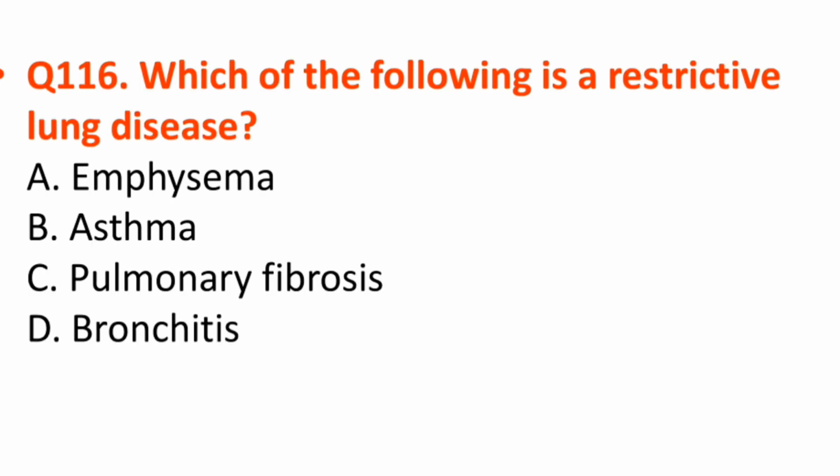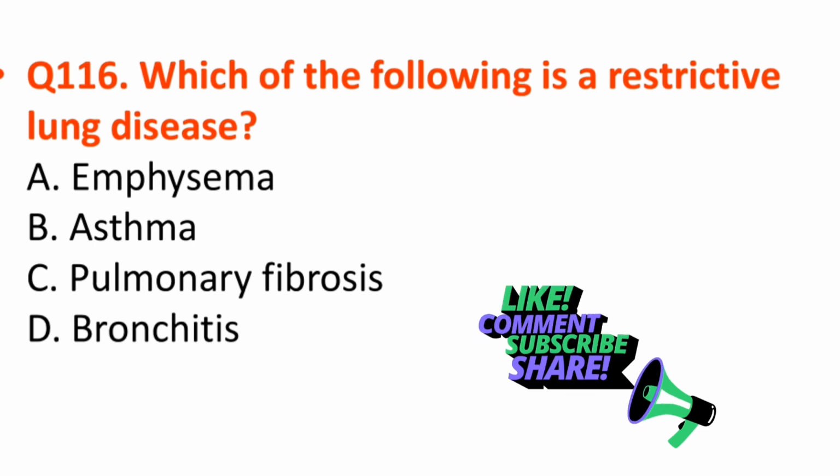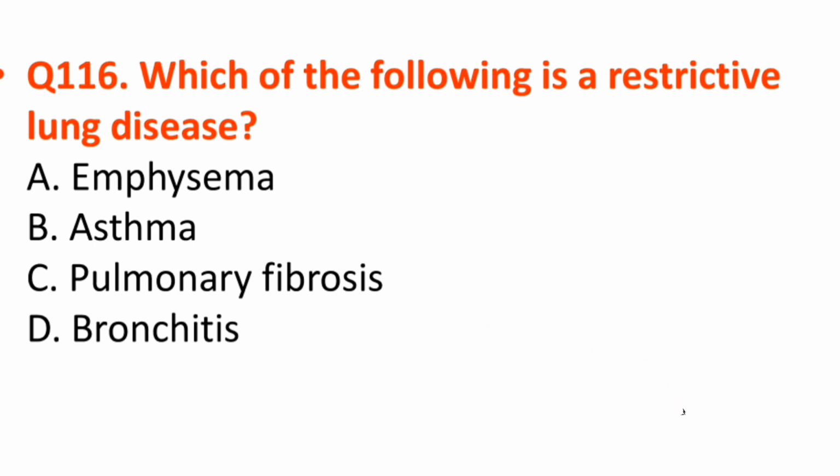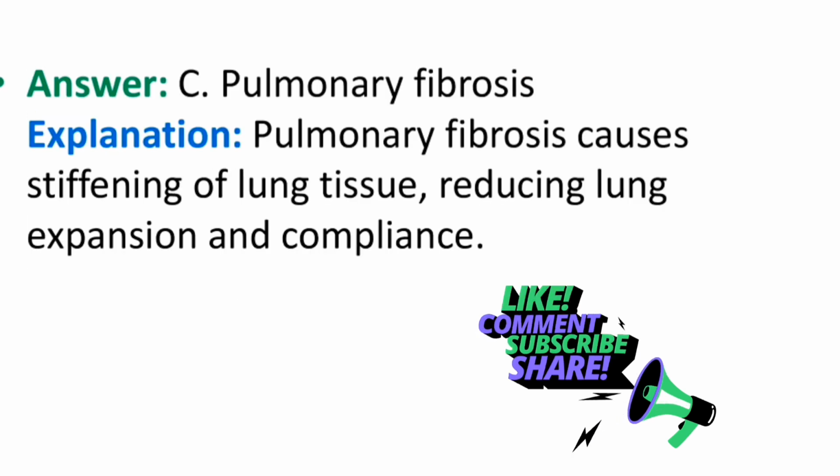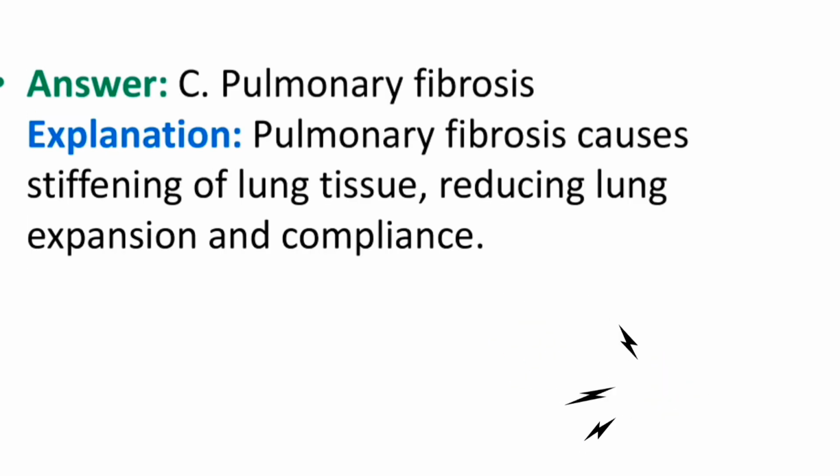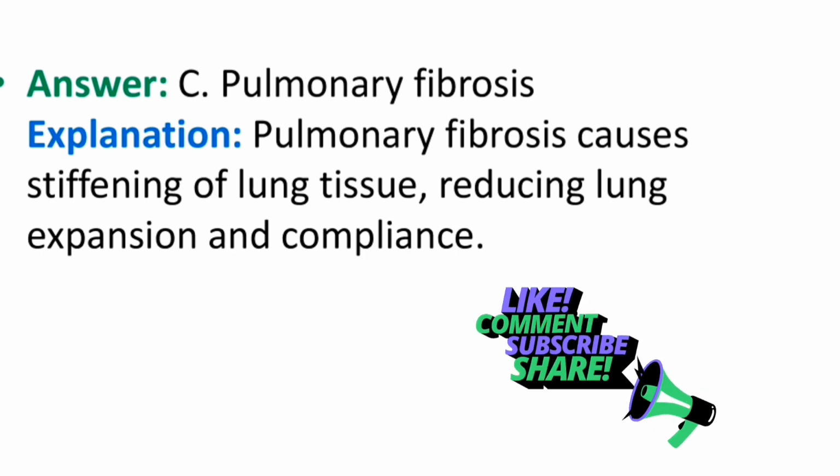Next question. Which of the following is a restrictive lung disease? Option A, emphysema. Option B, asthma. Option C, pulmonary fibrosis. Option D, bronchitis. The correct answer is option C, pulmonary fibrosis. Pulmonary fibrosis causes scarring of lung tissue, reducing lung expansion and compliance.